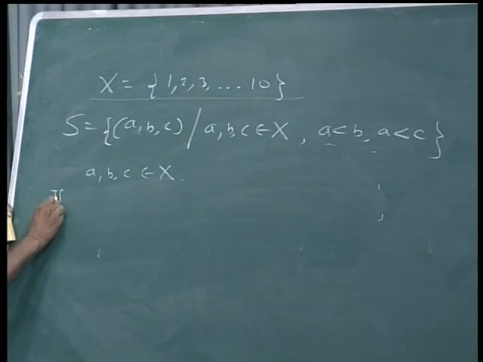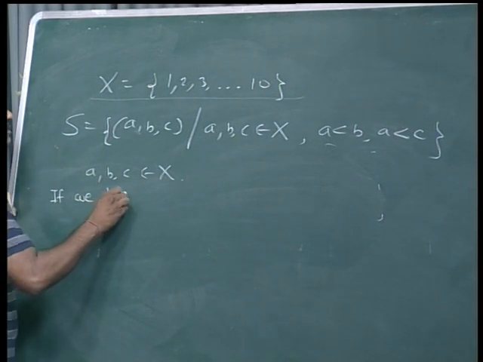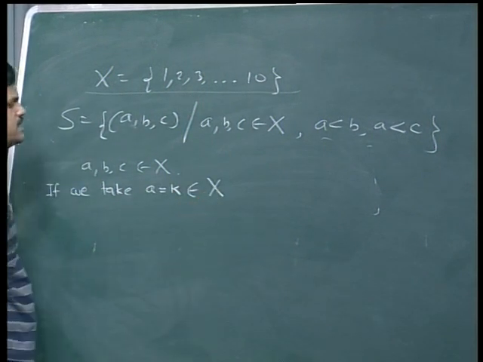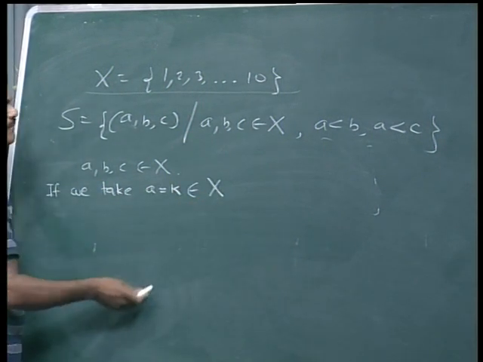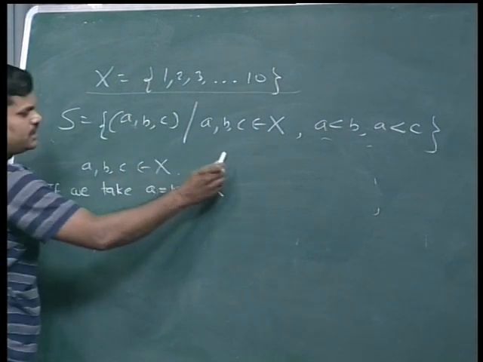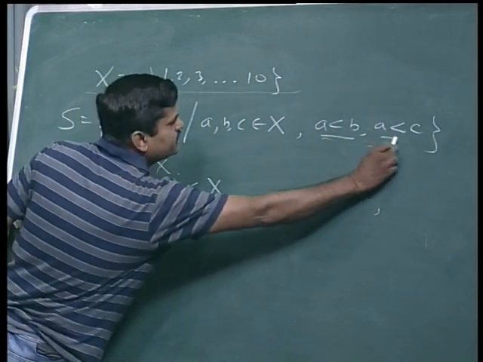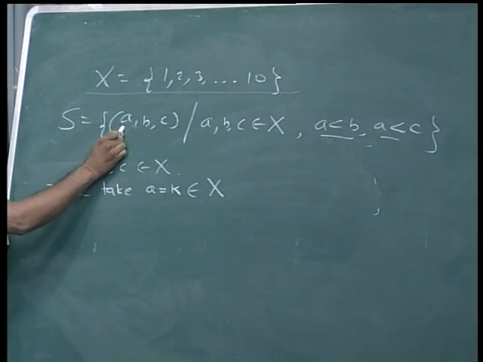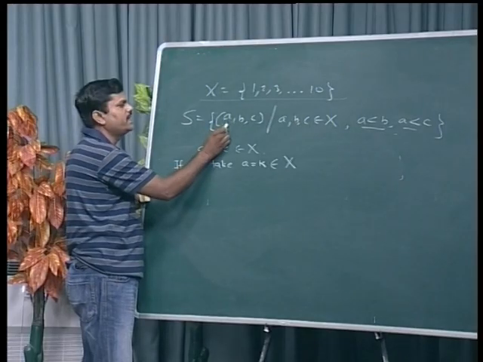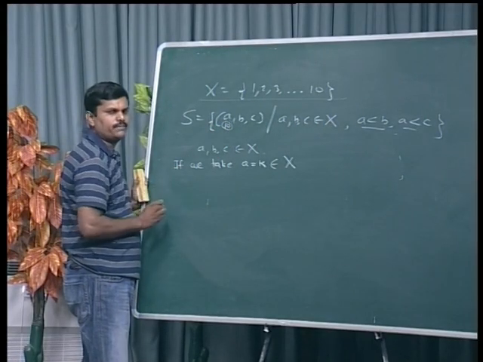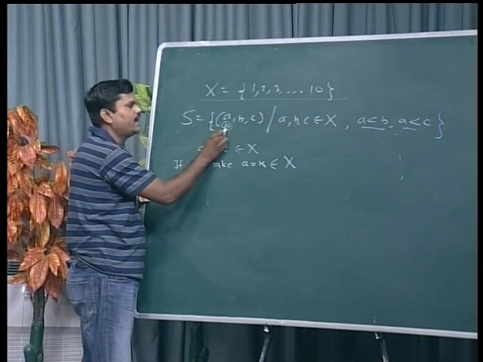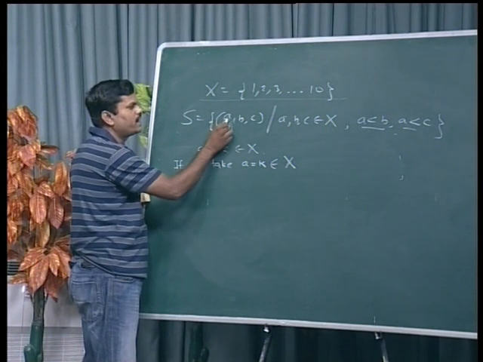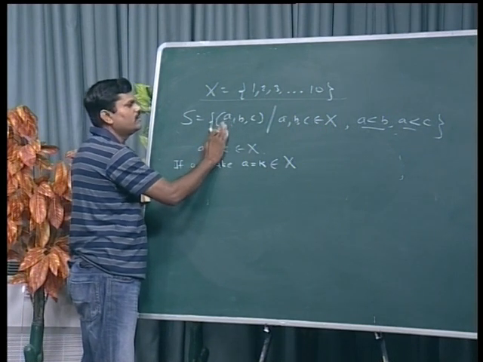So if we take A equal to something, say K belongs to X, then because of the condition that A is less than B and A is less than C, I cannot take A equal to 10. Because if I take 10 in place of A, then these two cannot be greater than A. So one possibility is ruled out.